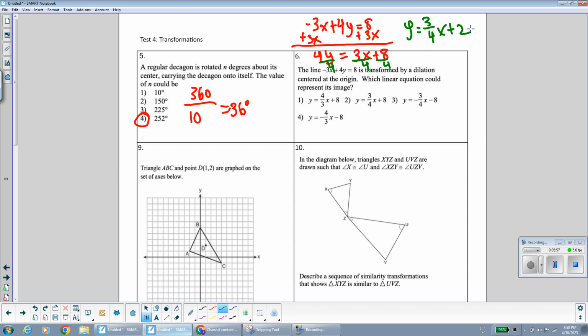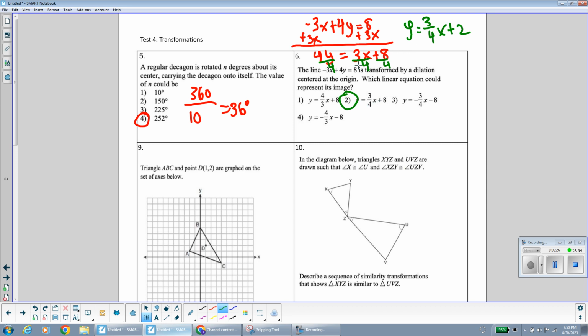So it's asking which one could represent the image of this line after the dilation. The only thing you have to remember here is that dilations preserve parallelism. The pre-image and the image after the dilation are always going to be parallel to each other, and parallel lines have the same slope. So the only answer choice here that has the same slope would be answer choice number 2. That is the only equation of the line that would be parallel to the original one.